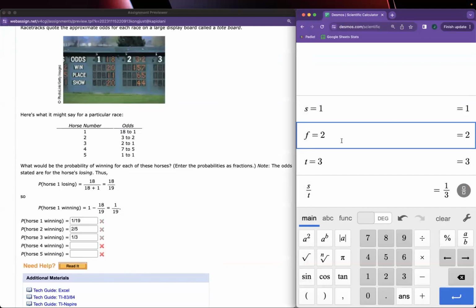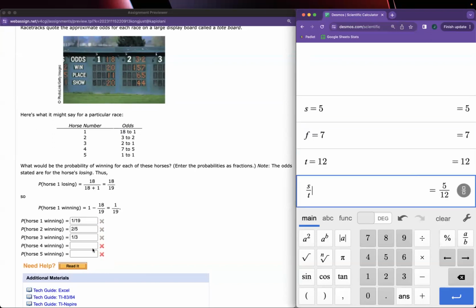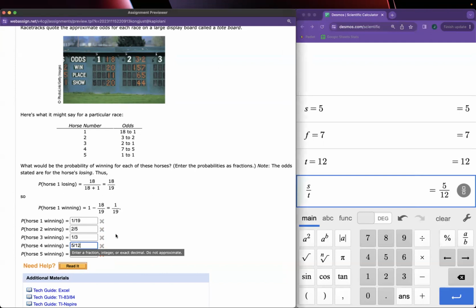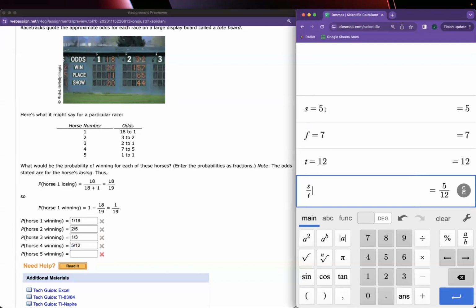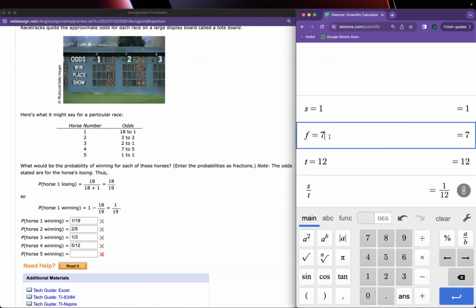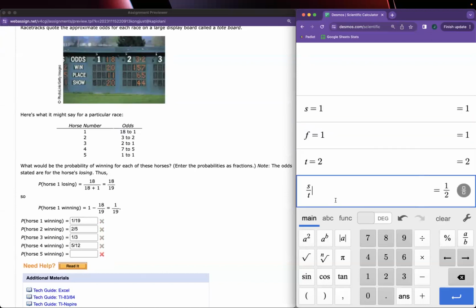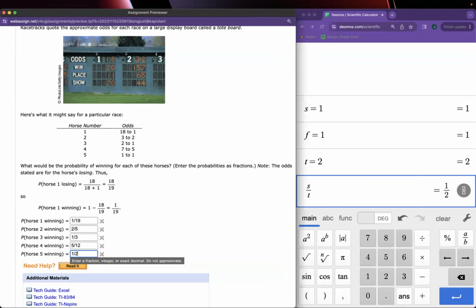For horse number 4, it's 7 failures to every 5 wins. That means there were 12 games. S over T is 5 out of 12. And last horse, 1 win and 1 loss, 2 games. That makes the probability 1/2.